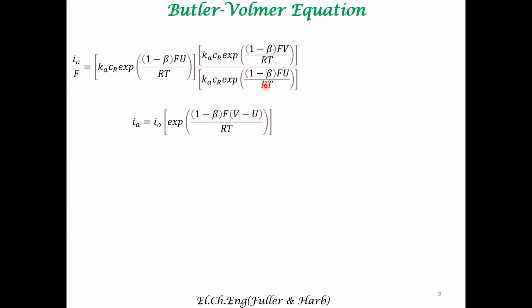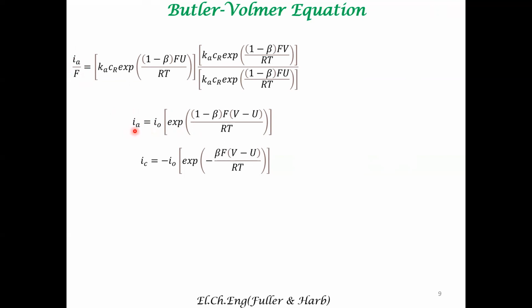Why did we do that? We are going to use this expression for exchange current density to simplify the expression for anodic current. Okay, so combining these two mathematical expressions, we can write the anodic current density and the cathodic current density. Using the exchange current density formula, we have simplified the anodic current density into this expression.